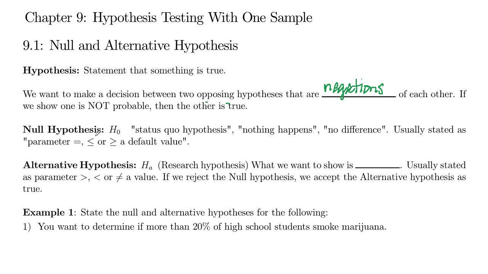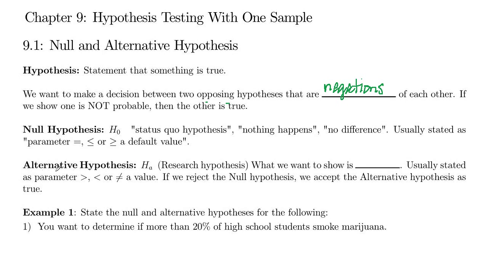Our null hypothesis, we'll denote with an H and a subscripted 0, 0 for null, nothing. This is what we call the status quo hypothesis, or the nothing happens hypothesis, or no difference, no effect. It's usually stated as a parameter is either equal to, less than or equal to, or greater than or equal to some default or hypothesized value.